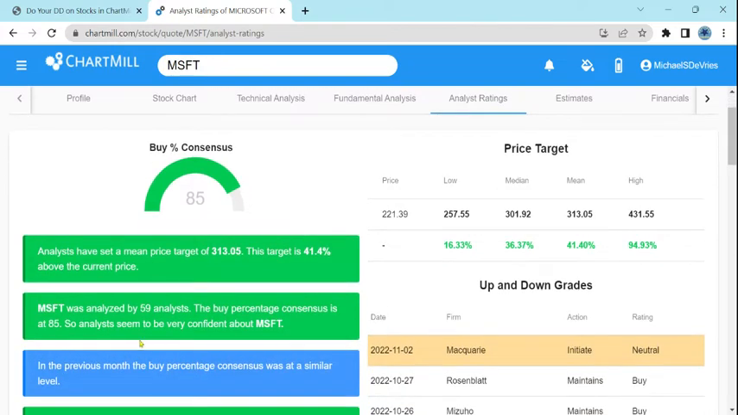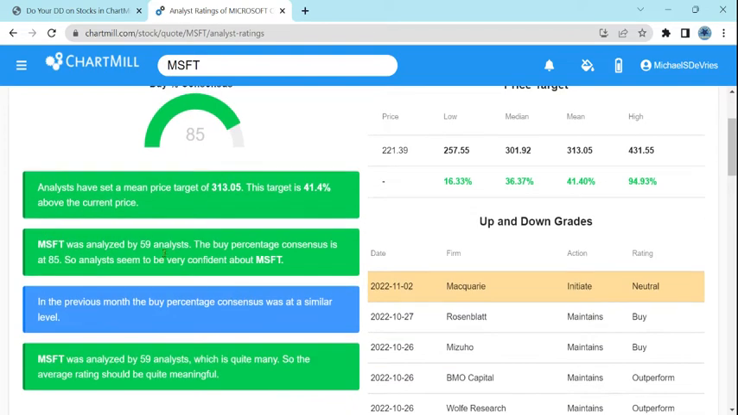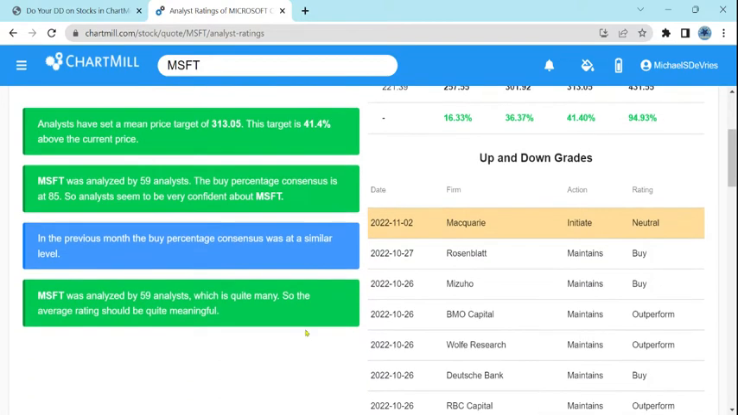So again, we can scroll down and see some of the details. The target's 41% above the current price. It has 59 analysts, so it's got plenty of coverage. So this consensus is a good average. You can see it hasn't changed much, so that's just blue, just average. Again, it's got plenty of coverage. And we can see recent upgrades and downgrades. So here's a new rating on 11.2, but it was just neutral.